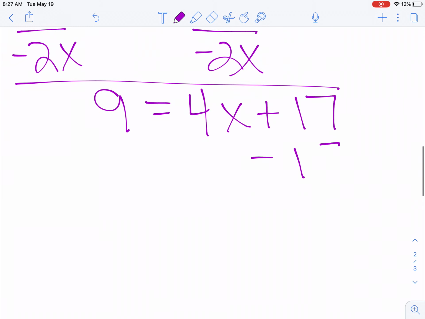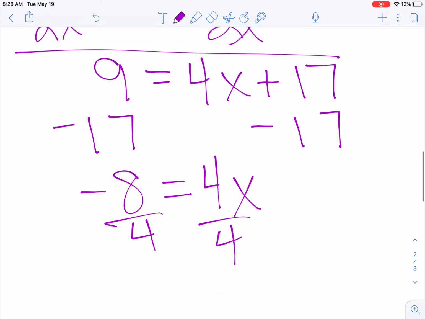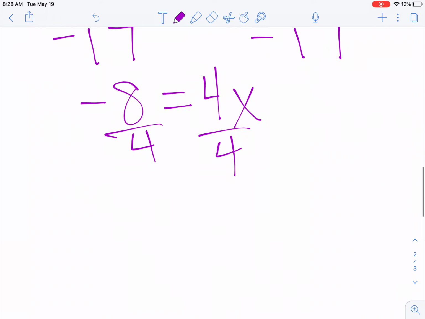I'm going to subtract 17. And what do I have left? I have 4x and negative 8. I'm going to divide by 4. Negative divided by a positive is a negative, so I get negative 2 equals x.